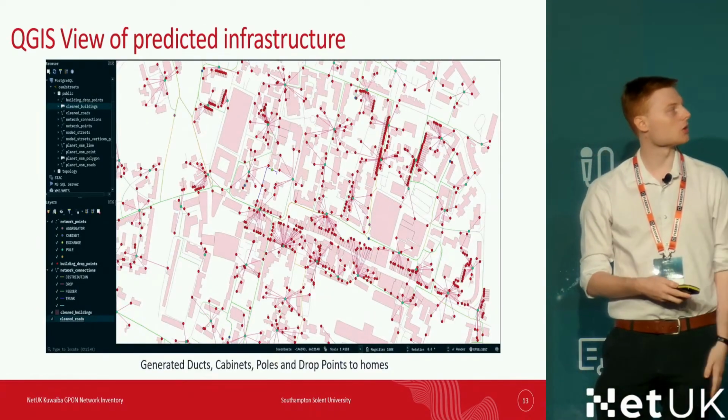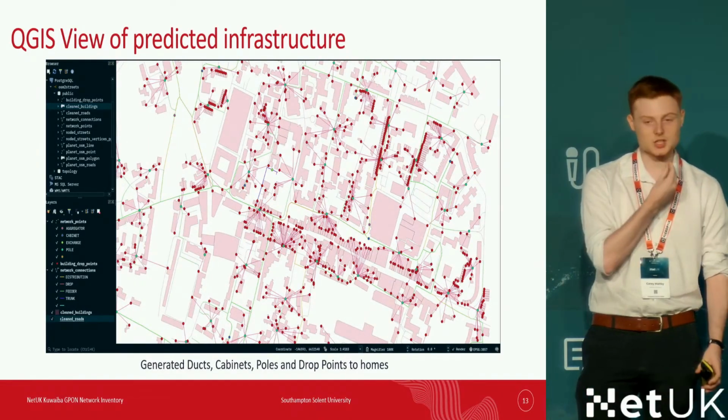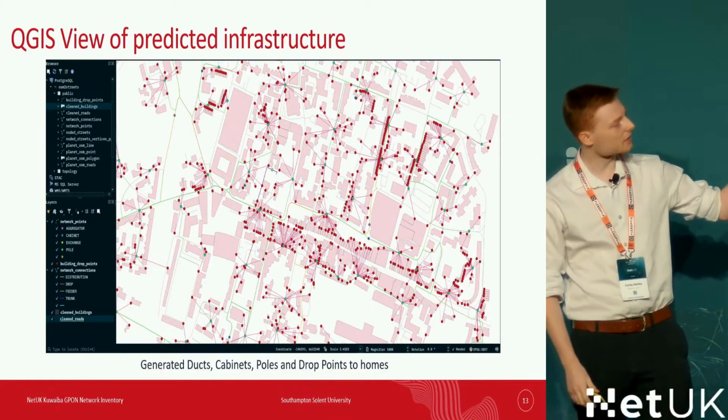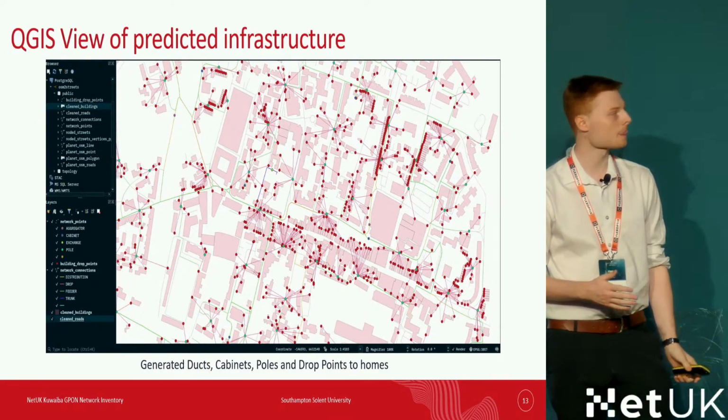As you can see here, we got a photo of the network itself predicted, using QGIS. So each building has its own drop point, and then they're connected to the artifact. Any underground cables follow the road directly.